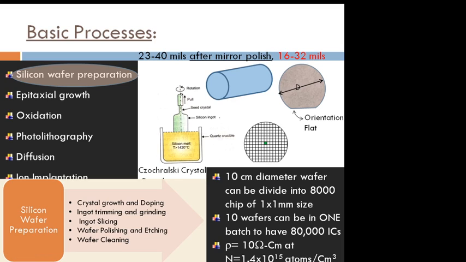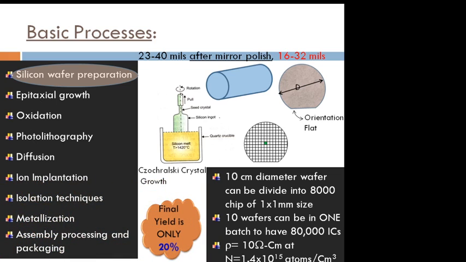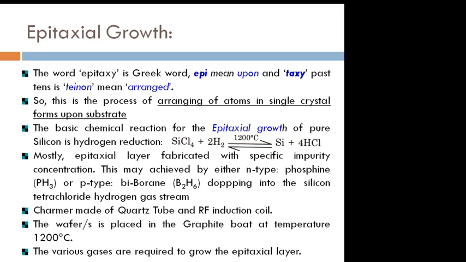will be removable by a chemical wash or hot water washes. So in a nutshell, silicon wafer preparation is also a club of another 4 to 5 processes, and finally we have the wafer as an outcome. Then epitaxial growth, oxidation, photolithography, diffusion and so on will continue till the isolation technique, and thereafter the metallization, the assembly processing and the packaging.